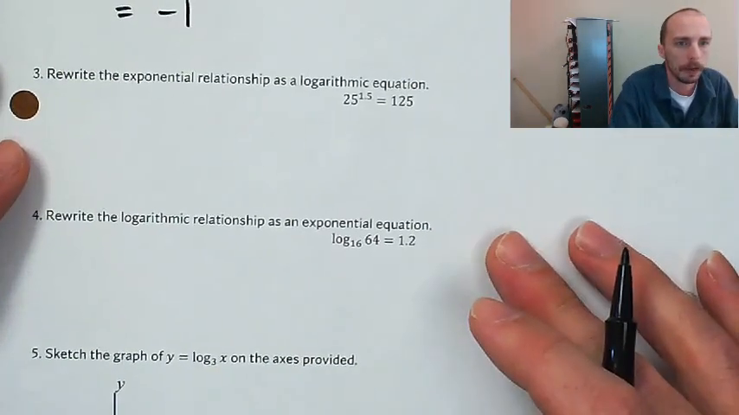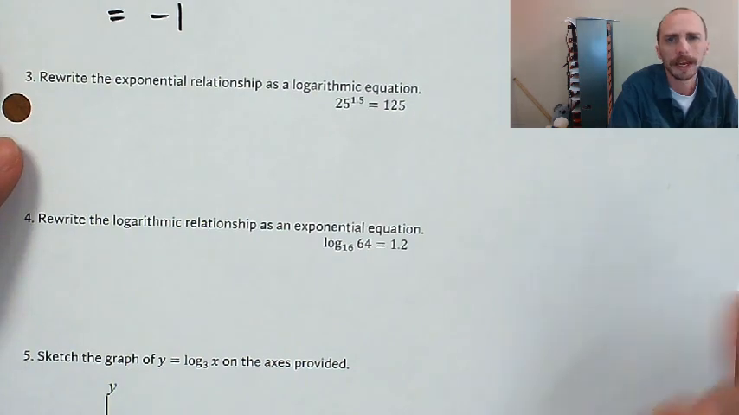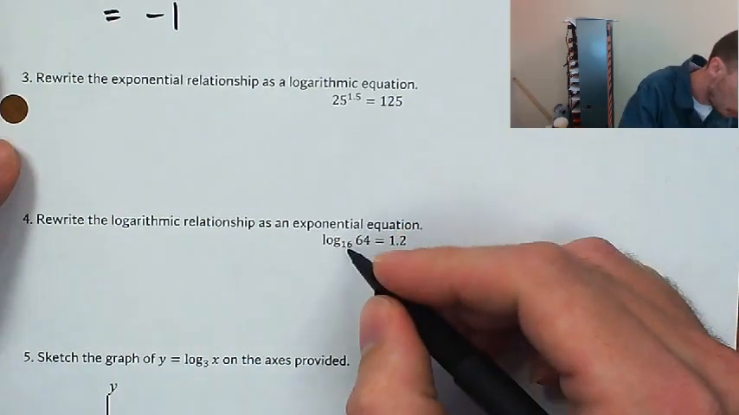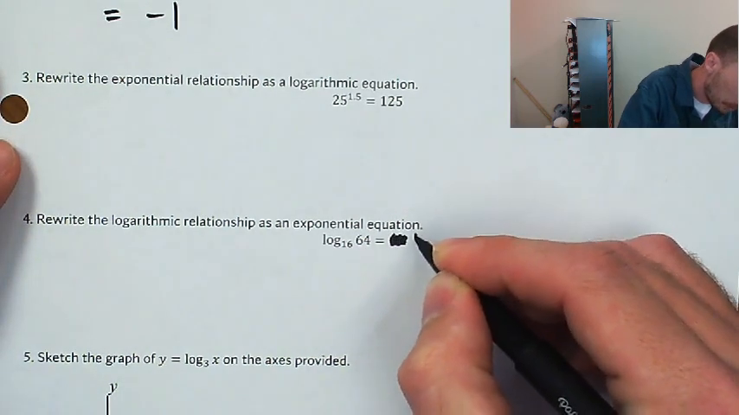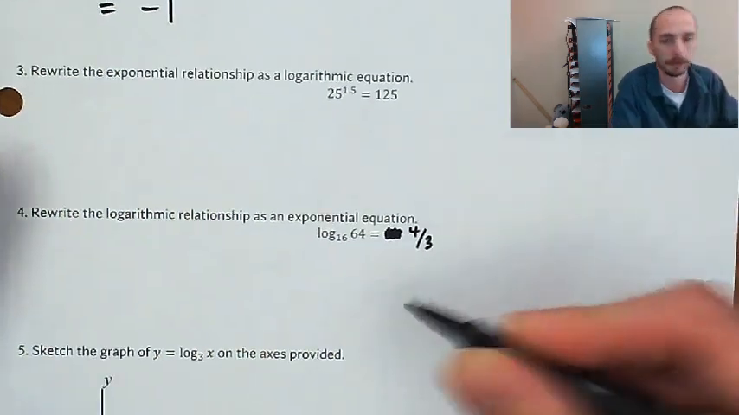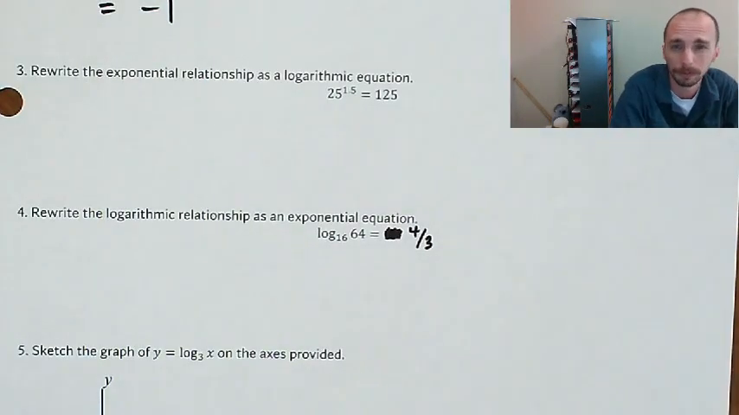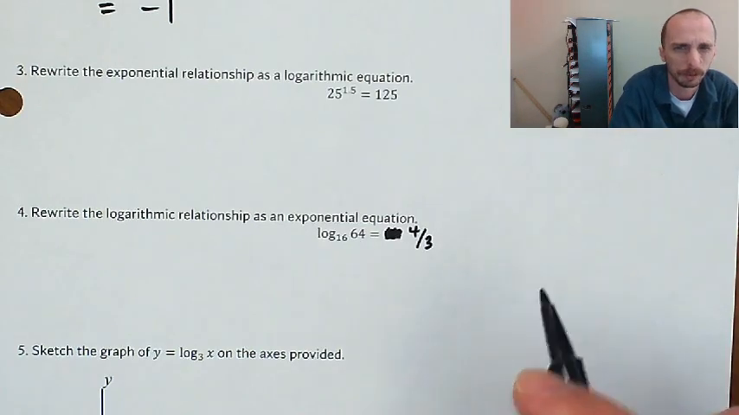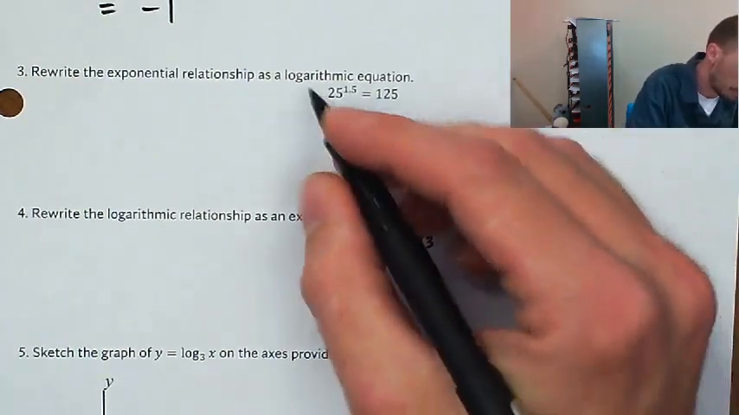Okay, now we're going to, yeah, this was an error over here, because 16 to 64, yeah, that's 4/3. I'll change that. But if you just put the 1.2 where I put the 4/3, then you would have answered the question as it was written. It just wasn't written quite right. Anyway, 25 to the 1.5 is 125.